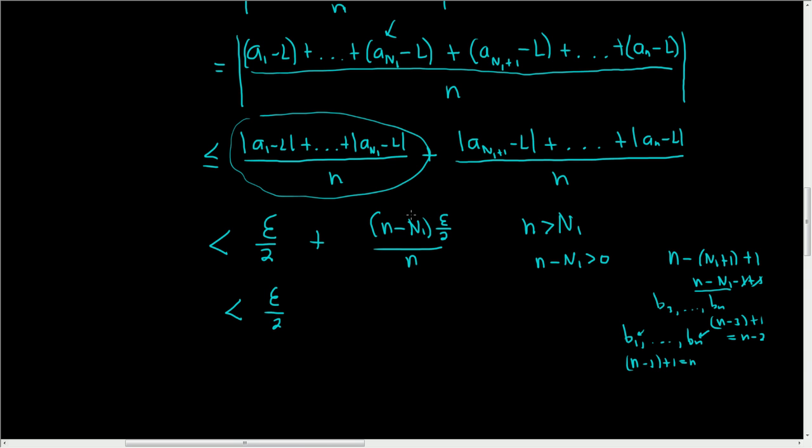So this numerator is smaller than n. So this fraction is smaller than 1. So we have a number smaller than 1 times epsilon over 2, so that's less than epsilon over 2. We have a number smaller than 1, and it's positive. That's why we had to do this. It's a positive number smaller than 1, and it's being multiplied by epsilon over 2, so it's certainly smaller than epsilon over 2. And finally, let's not get stuck here. Epsilon over 2 plus epsilon over 2 is epsilon. And we have done it.